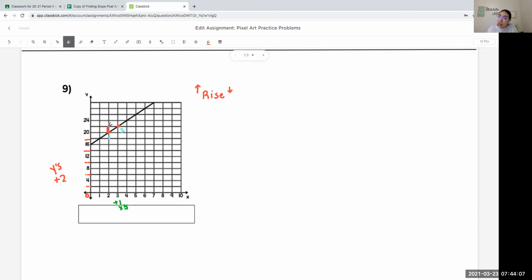Count your jump. This is 1 jump. If I made just 1 jump, I went up by 2. Remember, on your Y's, we're going up by 2 here. So that is up by 2. So my rise was 2.